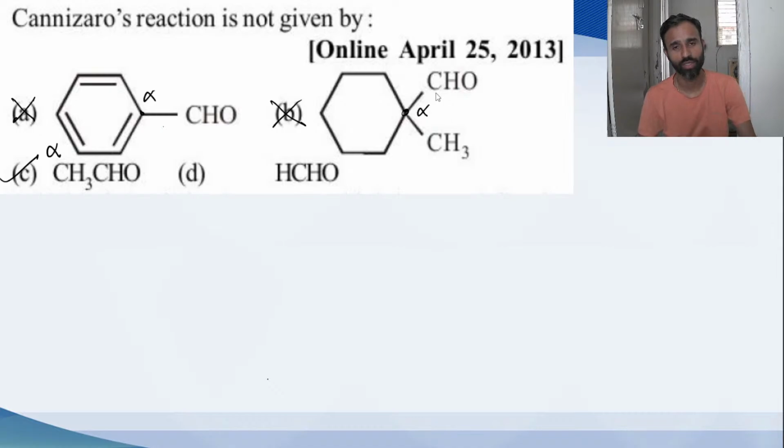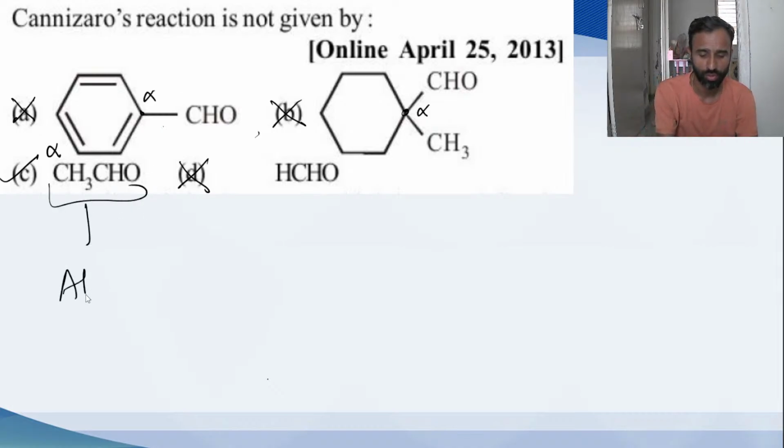Again, next one is the name of this compound: methyl cyclohexane carbaldehyde. Okay, that will give this test. Formaldehyde will give this test. So obviously acetaldehyde will not undergo Cannizzaro reaction because it has alpha hydrogen. So it will undergo aldol reaction.